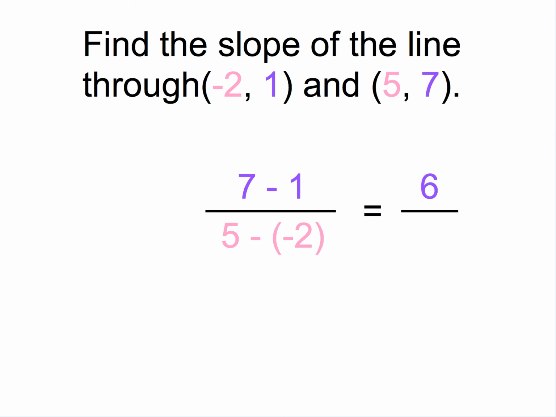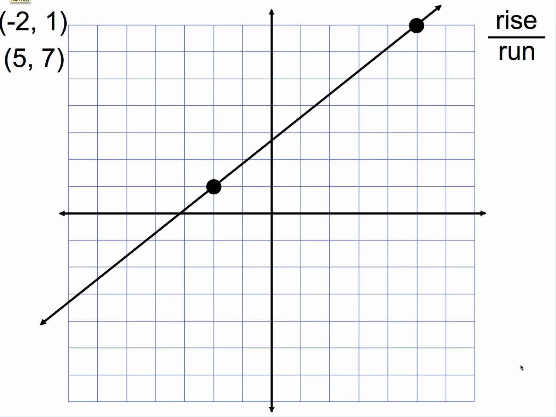And then we simply solve. So 7 minus 1 is 6, and 5 minus -2 is 7. So the slope is 6 over 7. Now let's take that same problem and do it with a graph here. So I graphed the two ordered pairs that we were just referring to. -2, 1 is right here, and 5, 7 is right here.